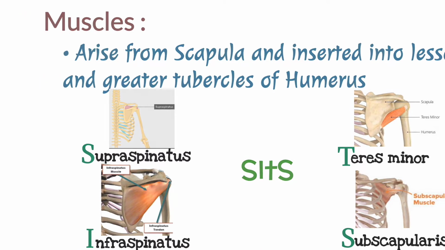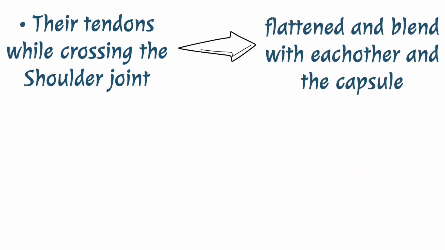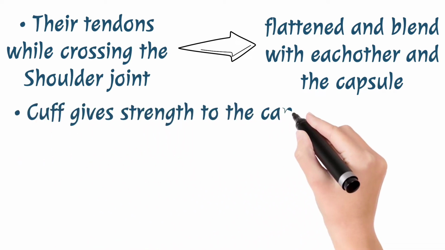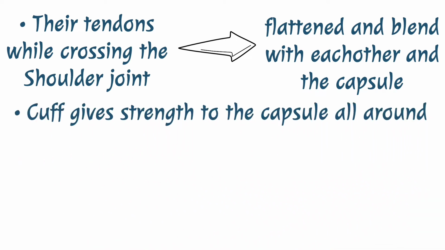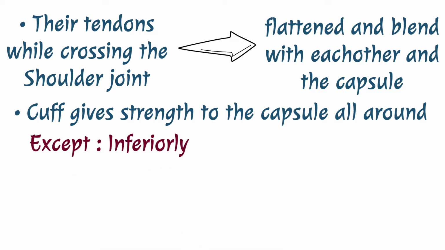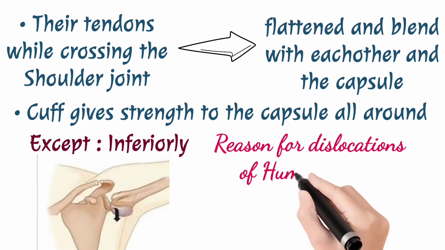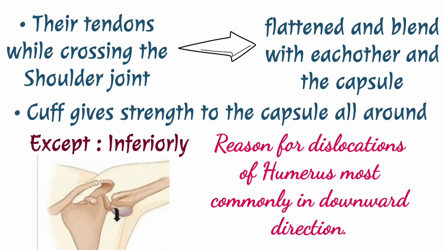The tendons, while crossing the shoulder joint, become flattened and blend with each other on one hand and with the capsule of the joint on the other hand before reaching their points of insertion. The cuff gives strength to the capsule of the shoulder joint all around except inferiorly. This is why the dislocations of the humerus occur most commonly in the downward direction.